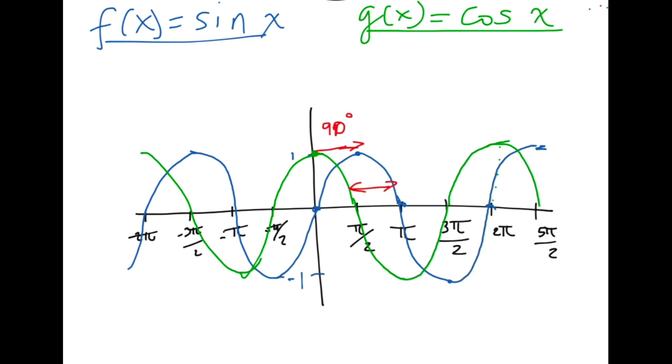So in other words, if I were to take cosine of x, and instead of x I put x minus pi over 2, or minus 90 degrees, that means I'm shifting to the right by 90 degrees. It will look exactly like the sine function.